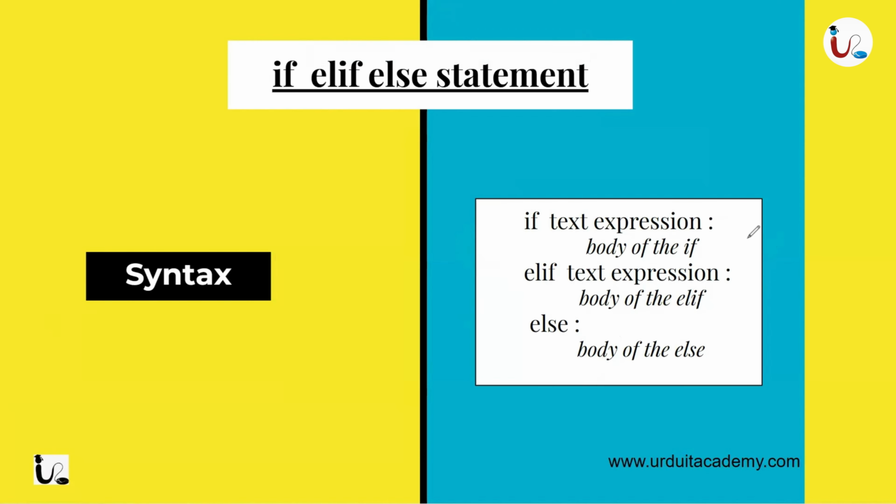Okay. And suppose the if condition is wrong, then the computer will check the elif condition, which is also wrong. Then what happens? The computer will directly execute the body of the else.